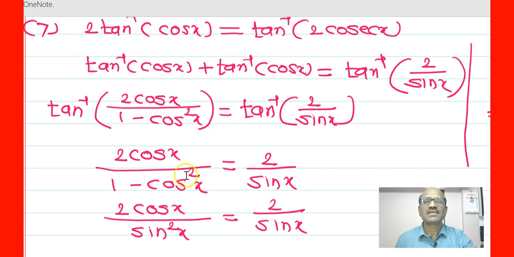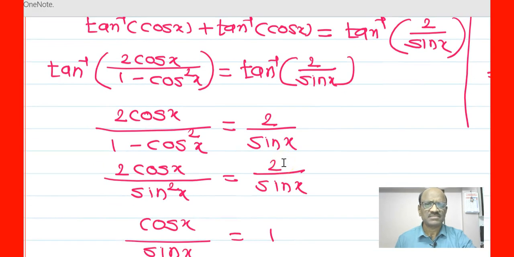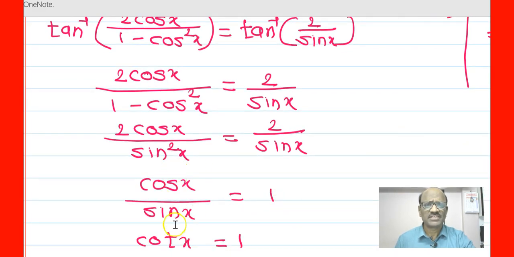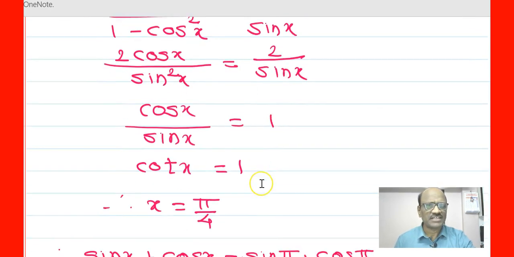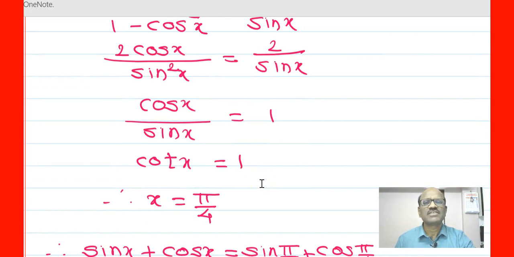It means that their angles are also equal. That is, 2 cos x upon 1 minus cos square x is equal to 2 upon sin x. After the simplification, the 2s cancel on both sides. In the next step, 1 minus cos square x means sin square x. Again here, cos x upon sin square x, the sin and sin cancel. Then you will get cos x upon sin x equal to 1, so cot x is equal to 1, and x is equal to pi by 4.